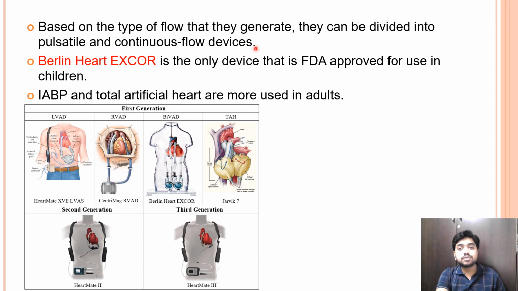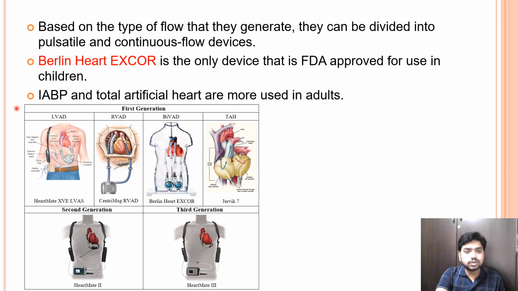Based on the type of flow, they can be pulsatile or continuous. These are all devices predominantly devised for adults. For children, there is only one FDA-approved device, the Berlin Heart EXCOR device. Yes, definitely there are trials going on to bring up more ventricular assist devices. IABP, intra-aortic balloon pump, and total artificial hearts are also used more in adults. We are not familiar with using much IABP in pediatrics, but yes, Berlin Heart EXCOR is used.